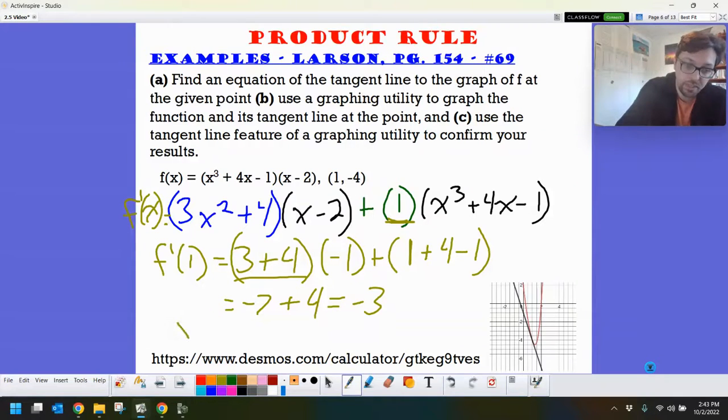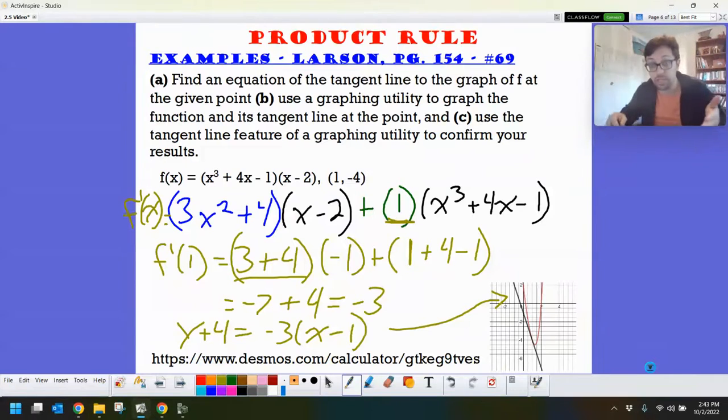So the equation of my tangent line is y equals, oh, nope, not y equals, y plus 4, point slope form, equals negative 3 times x minus 1. That's the line that I graphed over here. We could check this with our nDeriv stuff.